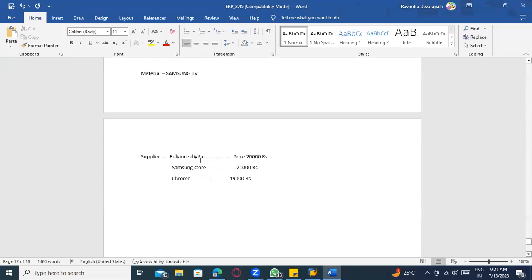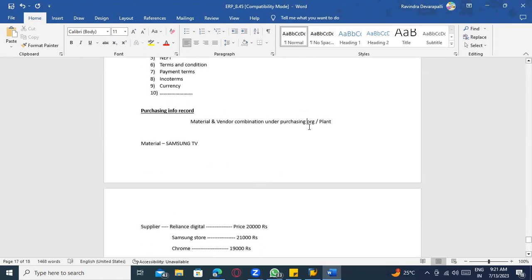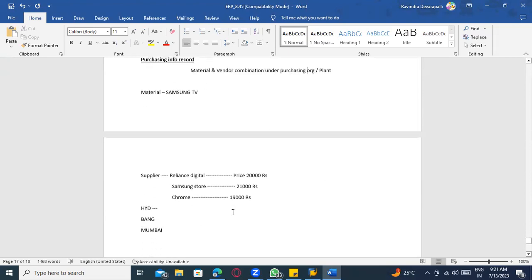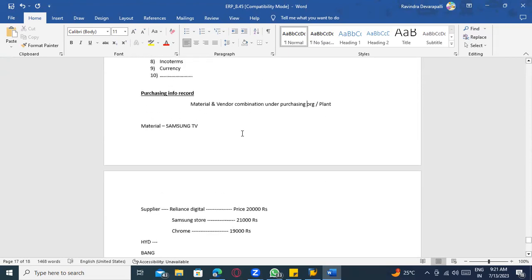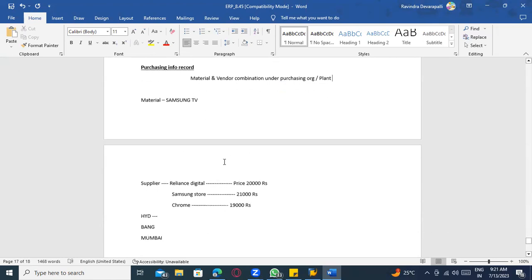Because for the same material and same supplier, if he is supplying in Hyderabad, the cost might be different. If it is the Bangalore branch, the cost will be different. If it is the Mumbai branch, it is different, right? So plant to plant and purchasing organization to organization will have different data. That's what we are maintaining in the purchasing info record: the material and vendor combination for the purchasing organization and plant combination.